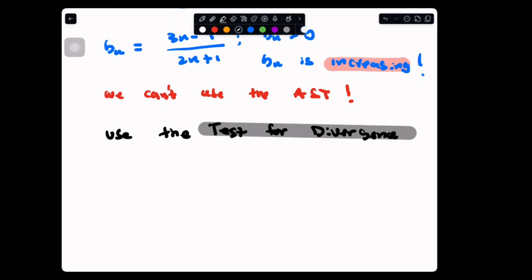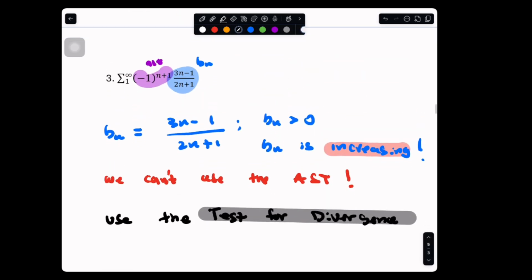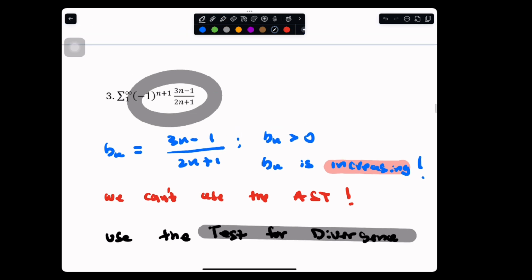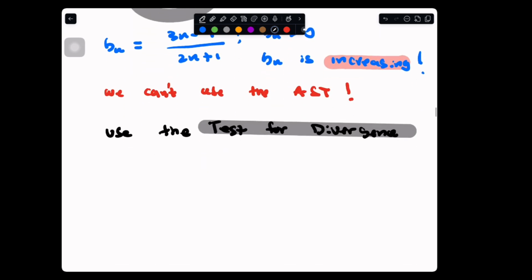You say, well, how does that work? Do you guys remember? Here's how this works. You might have seen this already. You look at this whole thing as what? a_n. Do you guys remember what the test for divergence is? What does it say in your summary sheet? What do you guys know?